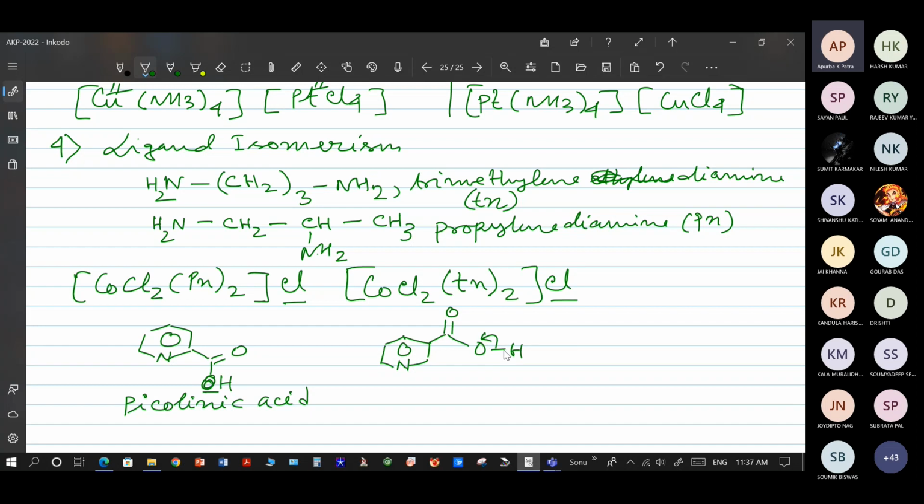Here also the same thing. And whether it is going to coordinate with the same metal center or not, you can just think of it this way. Okay. So 1, 2, 3, 4, 5, 6. So this is a 6-member ring. But in this case, if it is coordinated to the metal center, then it will give you the 5-member ring. Both 5 and 6-member rings are stable. So this is the picolinic acid, and this is known as the nicotinic acid.